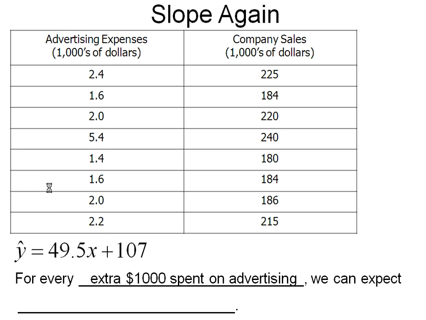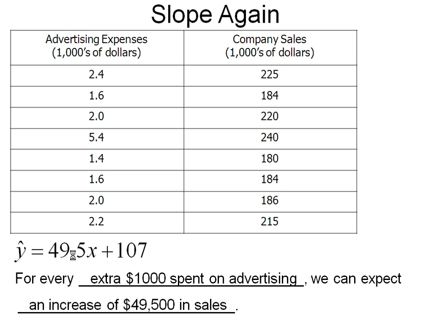Now, where do I get that? Well, look at your units. Each of these are in 1,000s of dollars. So as each x goes up by 1,000, which would be 1 on this scale, we can expect an increase, because this is a positive slope now. There's no negative sign here. We can expect an increase of 49.5, which again is in thousands. So we can expect an increase of $49,500 in sales.